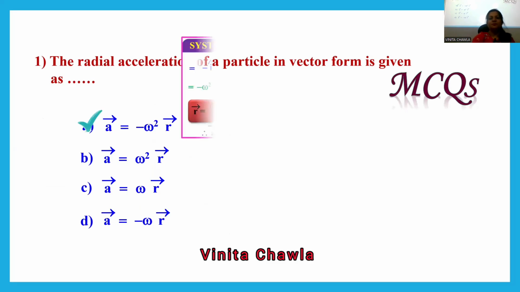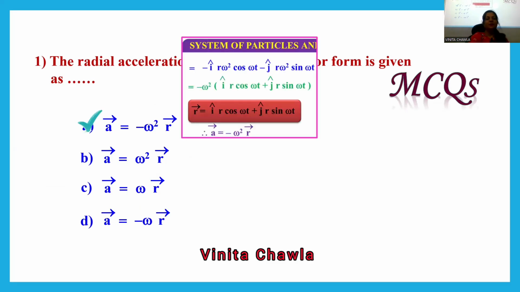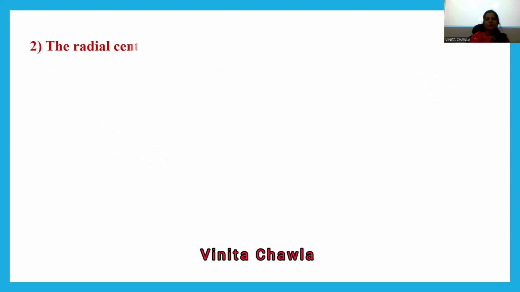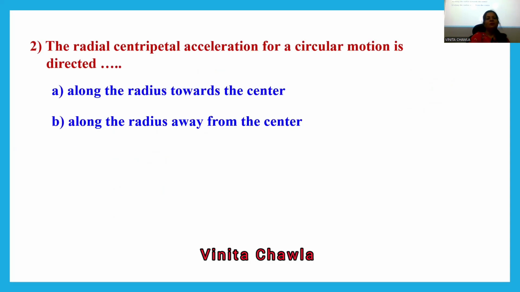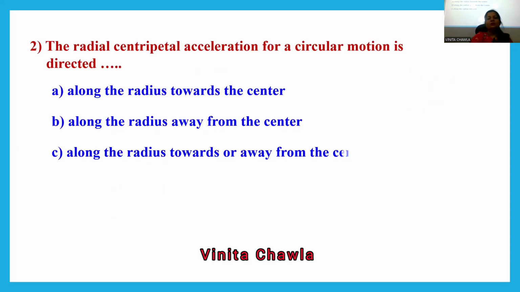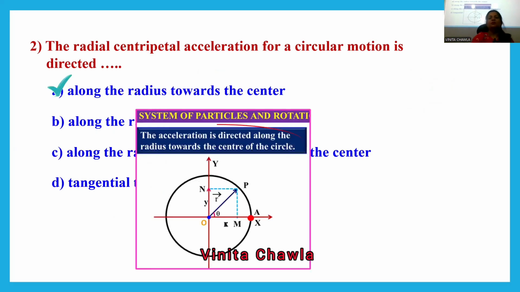Yes. Minus omega square vector r. The radial centripetal acceleration for a circular motion is directed along the radius towards the center, along the radius away from the center, along the radius towards or away from the center, or tangentially to the circle. Along the radius towards the center is the correct answer.